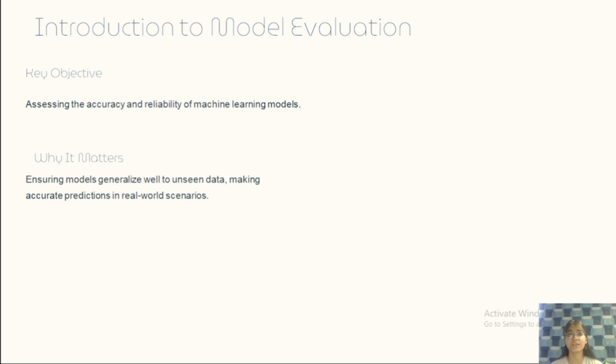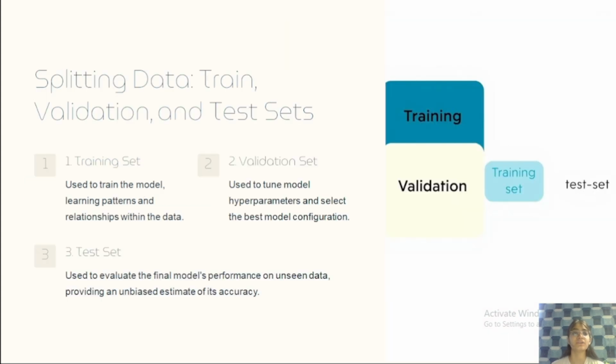This process is very useful in the earlier research phase, and it also plays a role in model monitoring. The key objective of model evaluation is assessing the accuracy and reliability of machine learning models. So we have splitting data into training, validation, and test sets. We have three sets. We'll discuss these one by one.